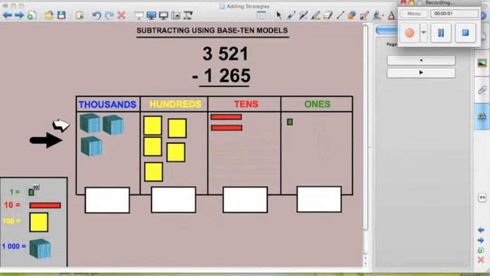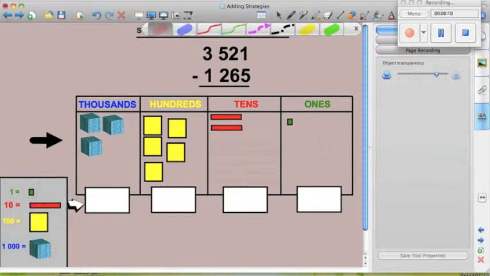The next thing I'm going to want to do is write down the digits for the second number below the place value columns in the white boxes provided. So the first digit in my bottom number, in the thousands column, you can see I have a 1. So I'm going to record a 1 underneath the thousands column in my place value chart. In my hundreds place value, I have a 2, so I'm going to go ahead and record a 2 underneath the hundreds column. In the tens, I have a 6, and I have 5 ones.